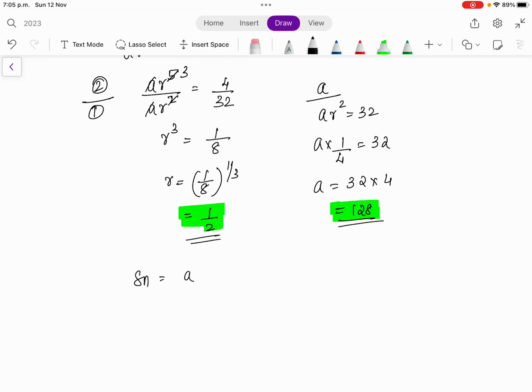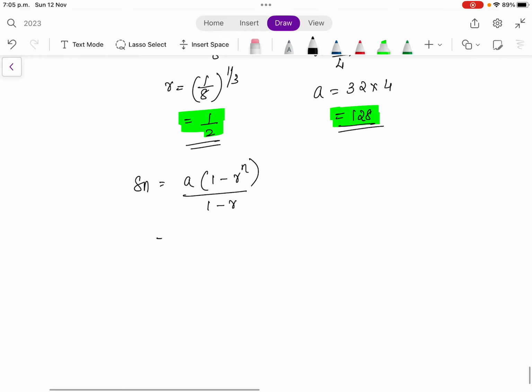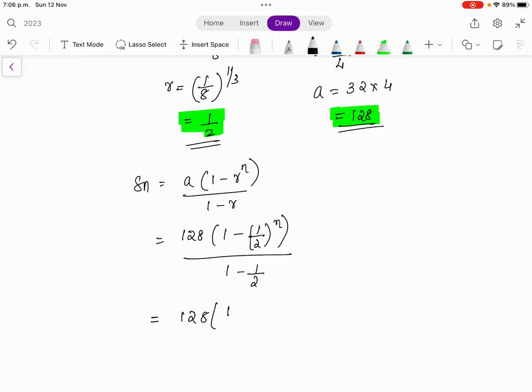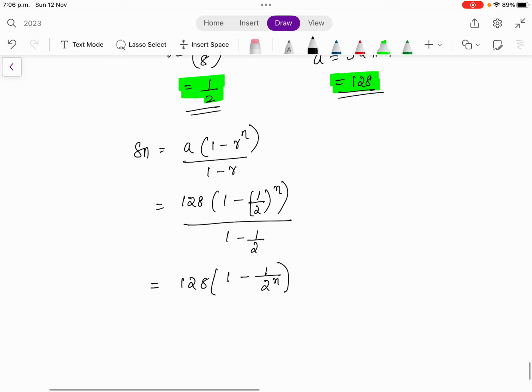Sn is equal to a into 1 minus r to the power of n divided by 1 minus r. So it is nothing but subbing in the values. So 128 into 1 minus 1 over 2 to the power of n divided by 1 minus 1 over 2, which is equal to 128 times 1 minus 1 by 2 to the power of n divided by 1 by 2. When you bring 1 by 2 to the numerator, it will become multiply by 2. So it is 256 times 1 minus 1 by 2 to the power of n.